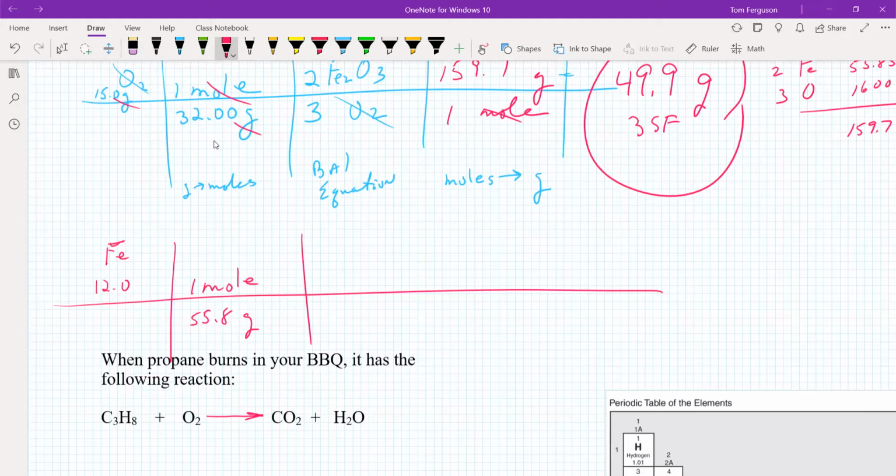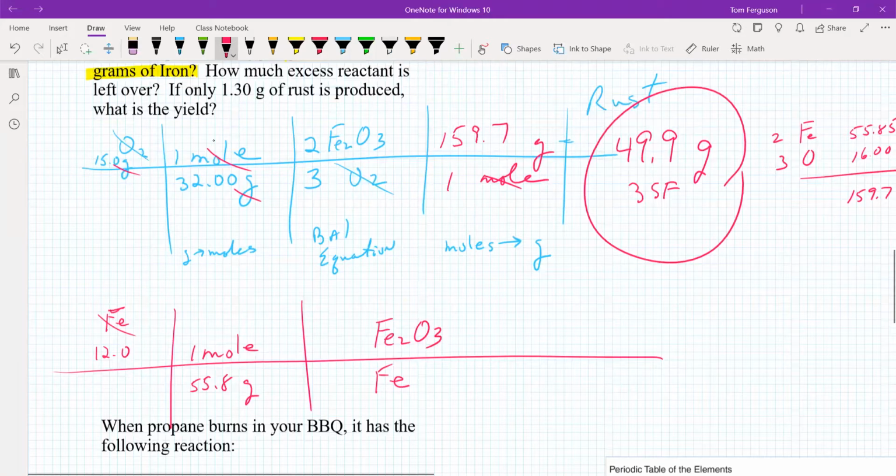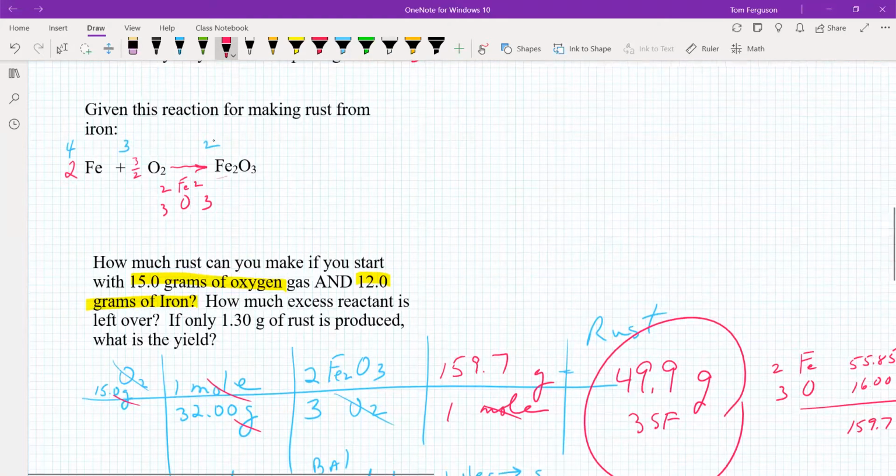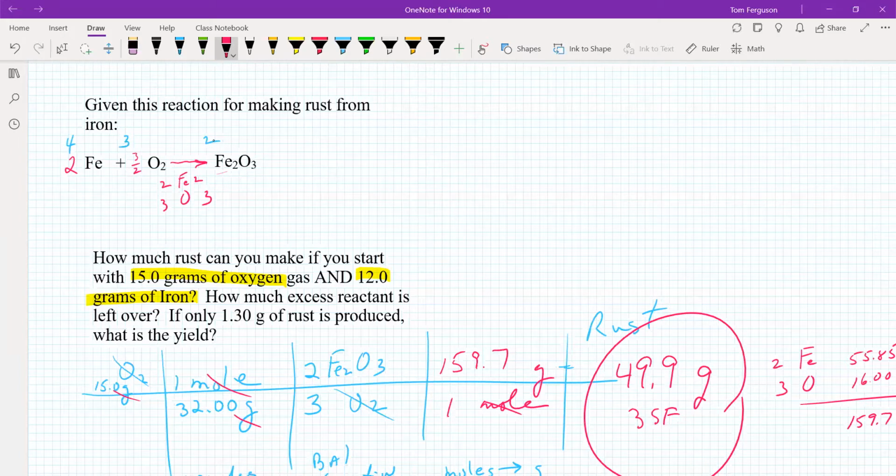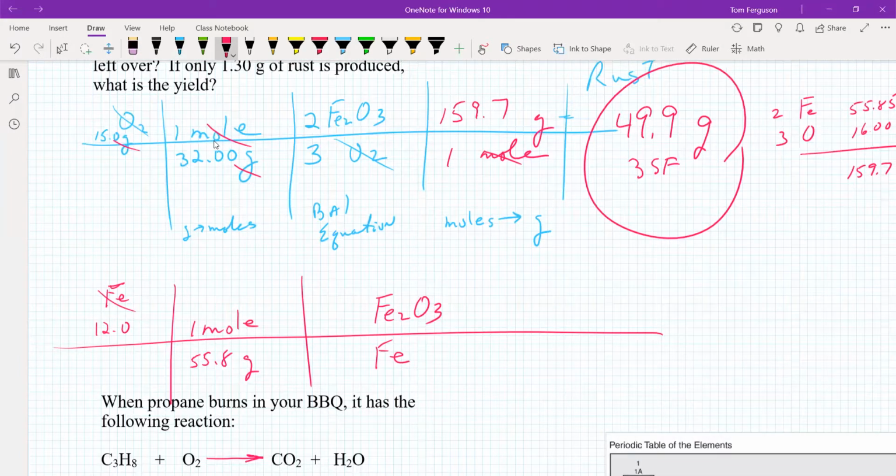Okay, so that gives us grams to moles. Next one is balanced equation. We want the iron to cancel. We want rust on the top. And from the balanced equation, iron is going to be 4, and rust is going to be 2. So this way we have grams cancel, iron cancel. Next, we need to convert the moles to grams.